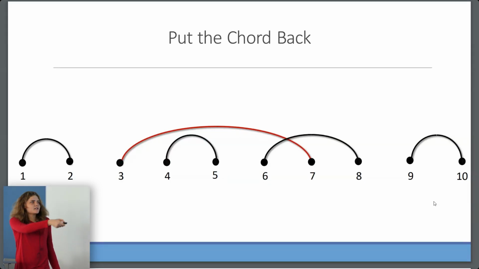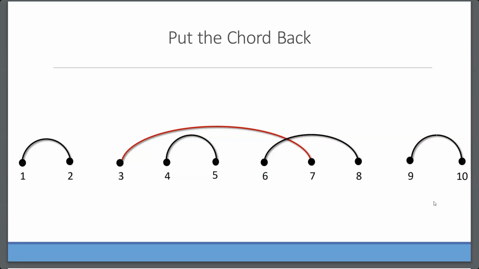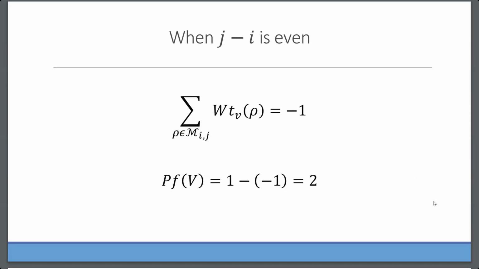And the reason there's 1 crossing, an odd number of crossings, is because 7, 3, 3, 7 is an odd length, even length chord actually. So 7 minus 3 is even. So when j minus i is even, the weight of the matchings that contain mij would have been -1, but we've zeroed that out, so we took that away from the Pfaffian. It turns the Pfaffian into 1 minus -1, which is 2.